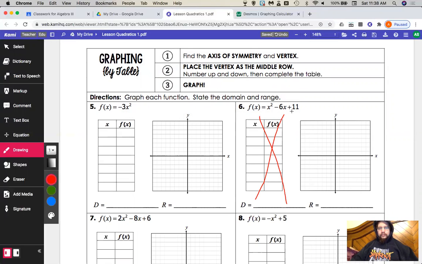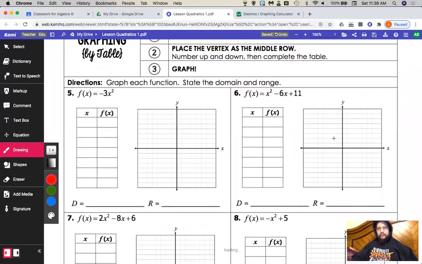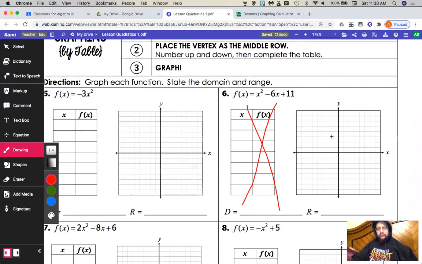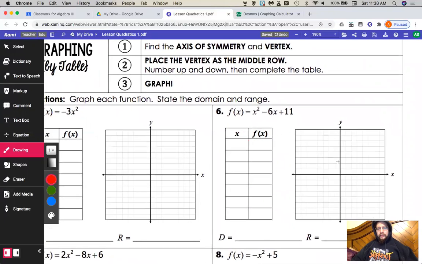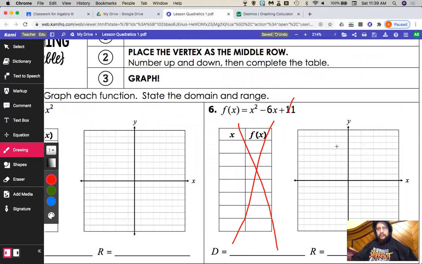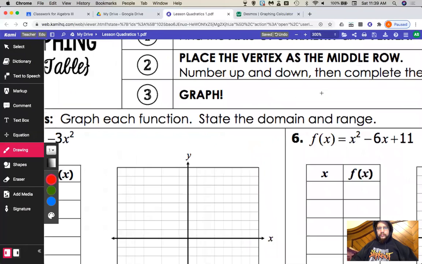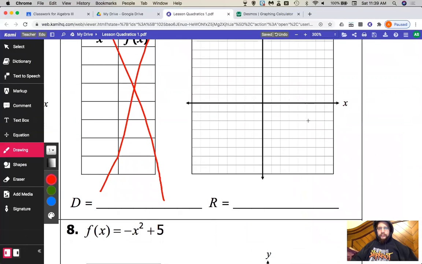I have to put this in Google Classroom yet, so I'll delete the chart before I do that. Let me zoom in a little bit. No, that's good.